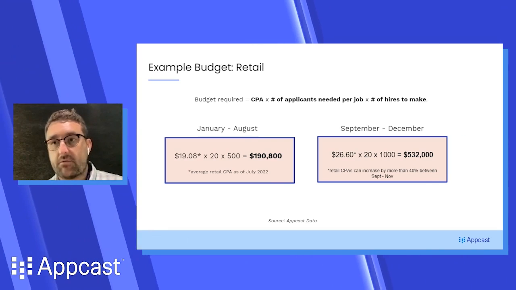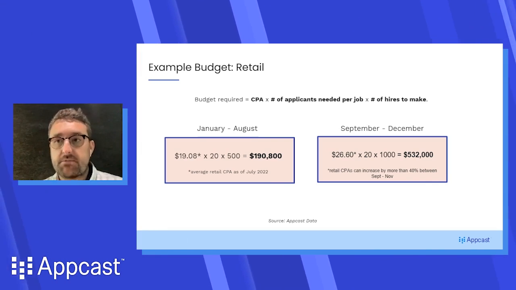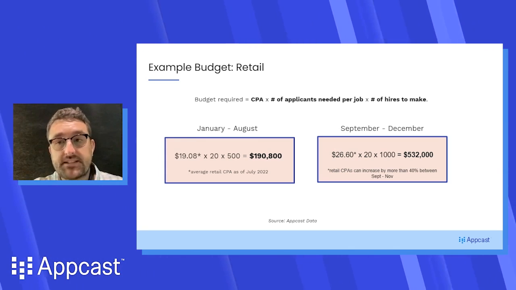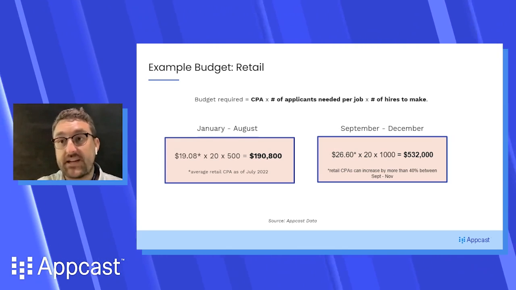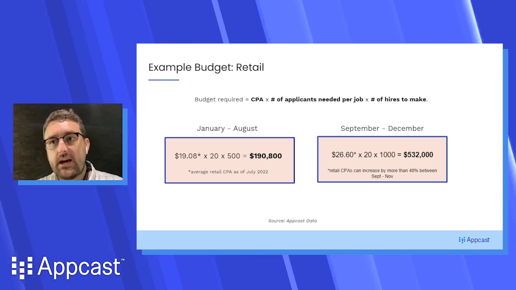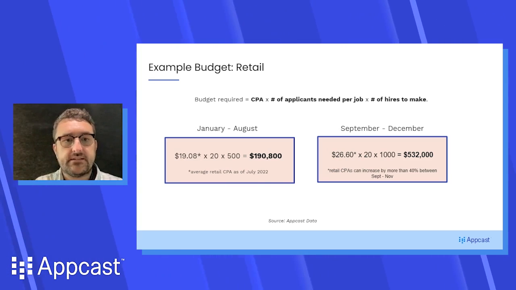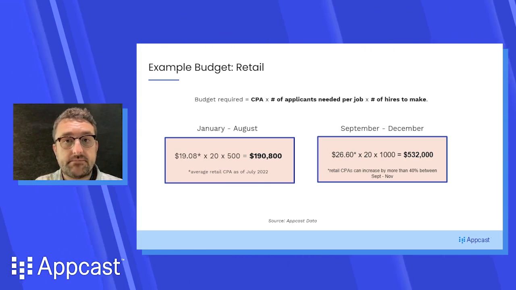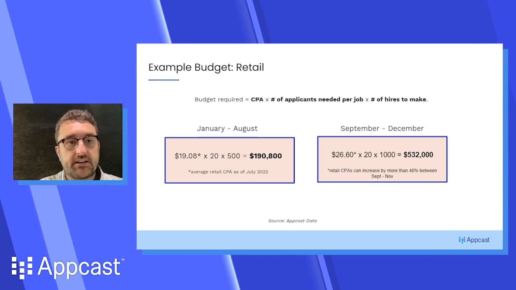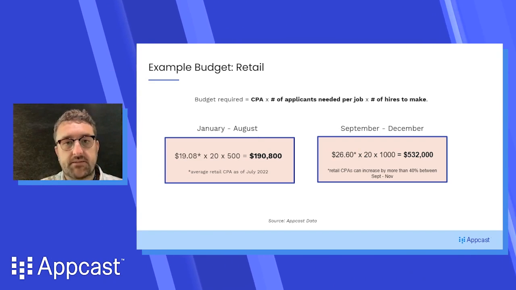So in January through August, hiring has usually cooled by this point. So the cost per application is going to be a bit lower. It's going to be around $19. So in this example, instead of 10 applies, we're saying, hey, let's be a little bit conservative. Let's say that we need 20 to be able to build that short list. So if you need all these different hires, and the cost per application is $19, then this should be your budget during this time frame.